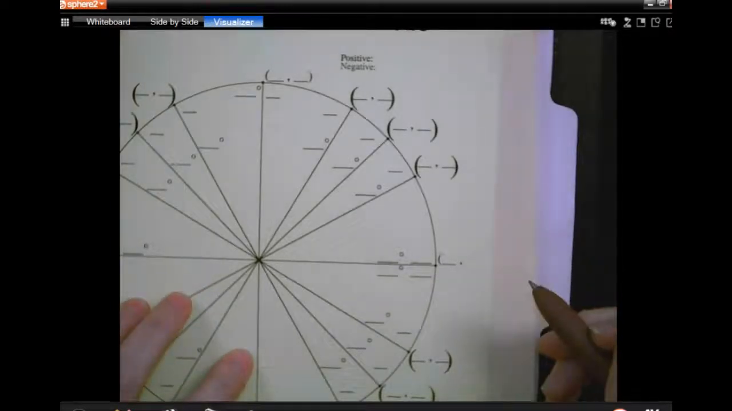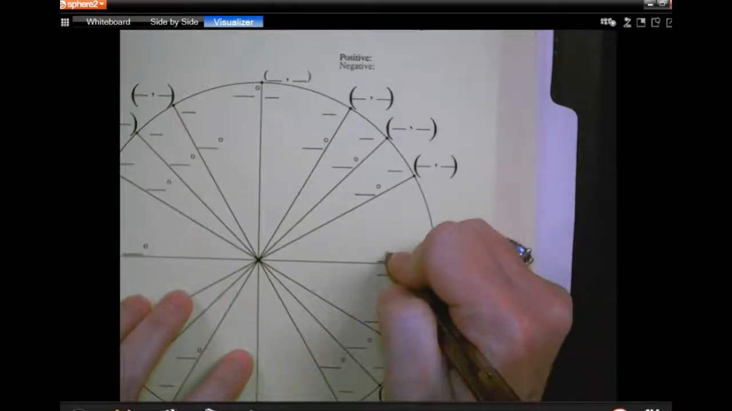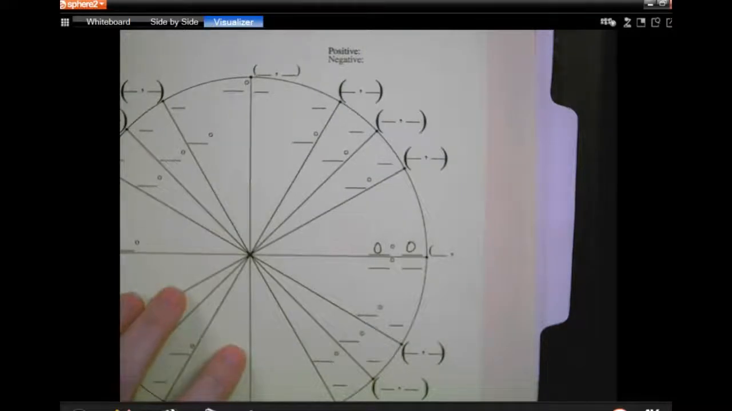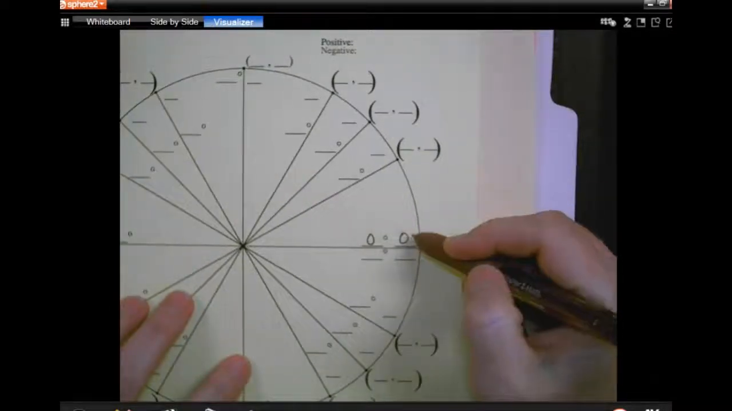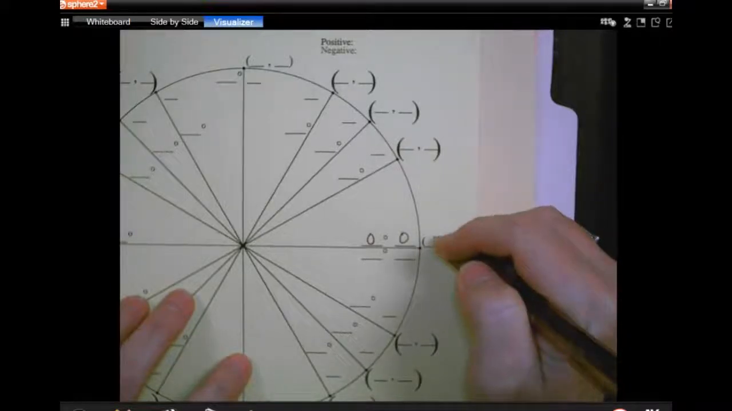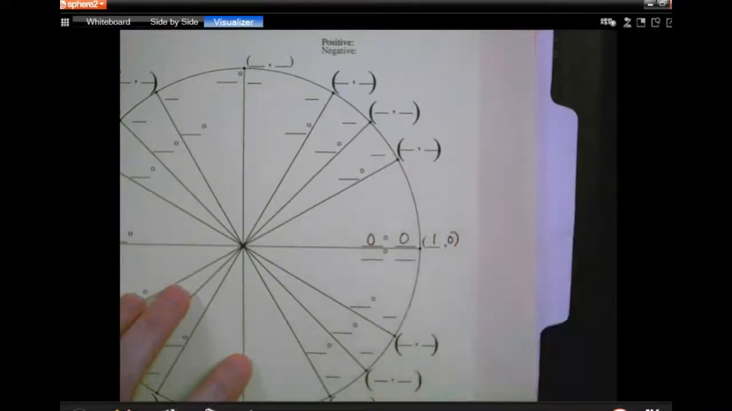Okay, so in the unit circle, all right, if this is 0 degrees, it's 0 radians. Let's start by filling in the quadrantal angles. So if this is 0 degrees and 0 radians, I get 1 and 0.